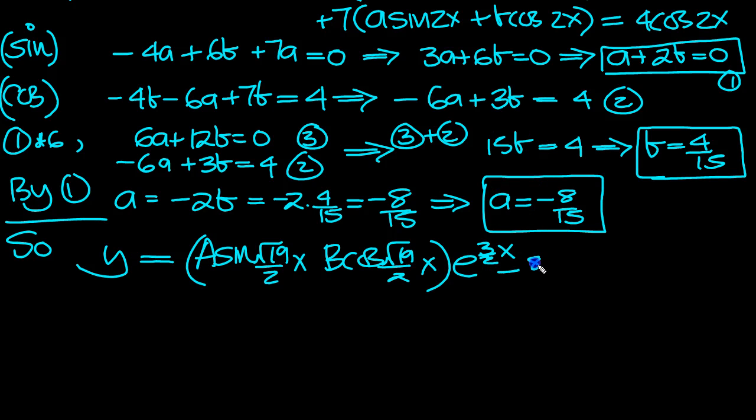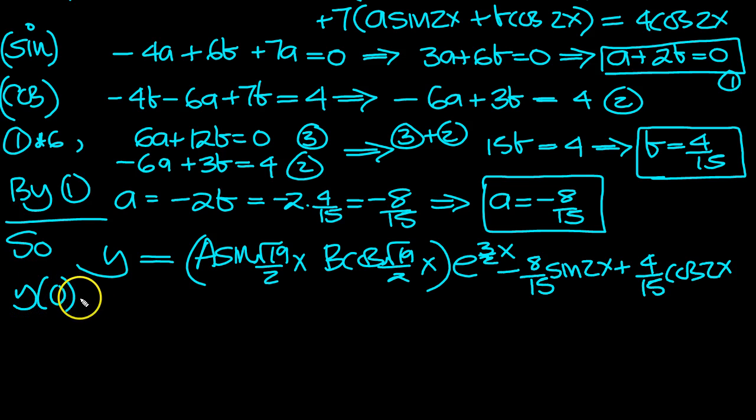So it's minus 8/15 sine 2x plus B, which is plus 4/15 cosine 2x. Now we need our initial condition, don't we? I've got a printout of the page to remind me of the initial conditions without scanning all the way back up. So here we've got y naught equals minus 2.